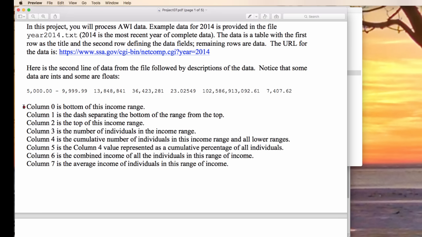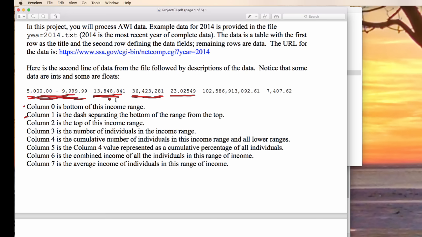I tell you what the columns are. Okay, so column 0 is the bottom of the income range. So we have a range here from $5,000 to basically $10,000. There's 13 million people in that range. This then is the cumulative, so this is saying there's 13 million in this range. There's 36 million who have this much or less for their income, right? So it's cumulative. This is cumulatively how many people are below that point, and this is the percent that we're at. So we're really interested a lot in the questions that they're asking.